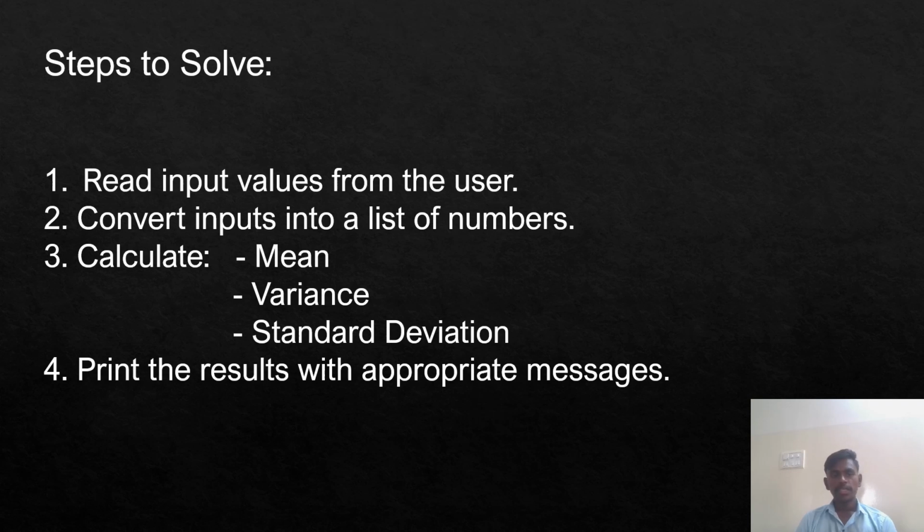appropriate messages. Here, the first step is giving the input values, and then the values will be converted into a list. After converting the values into the list, the mean, variance, and standard deviation will be calculated from the formulas. Then it will give the appropriate results with the messages.